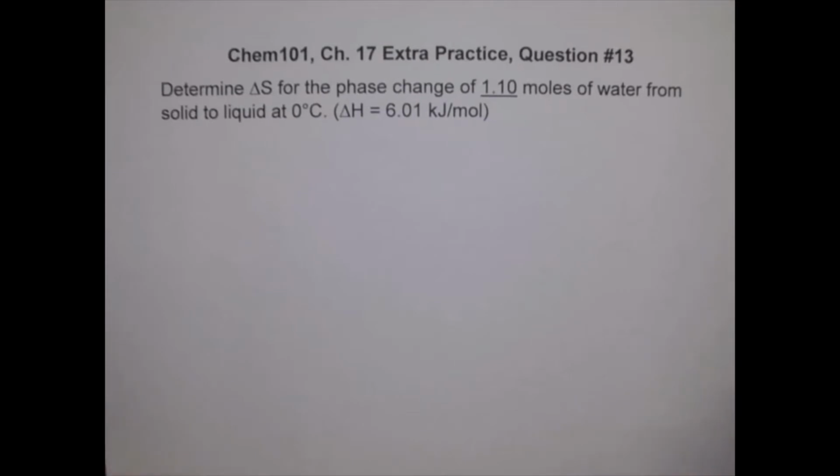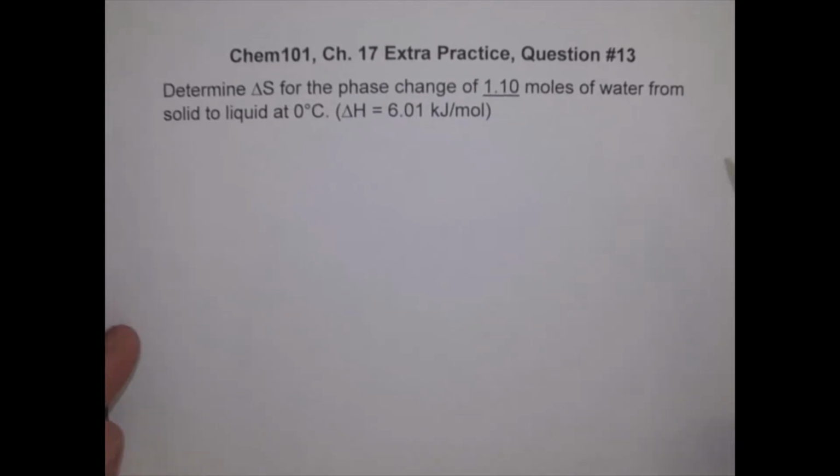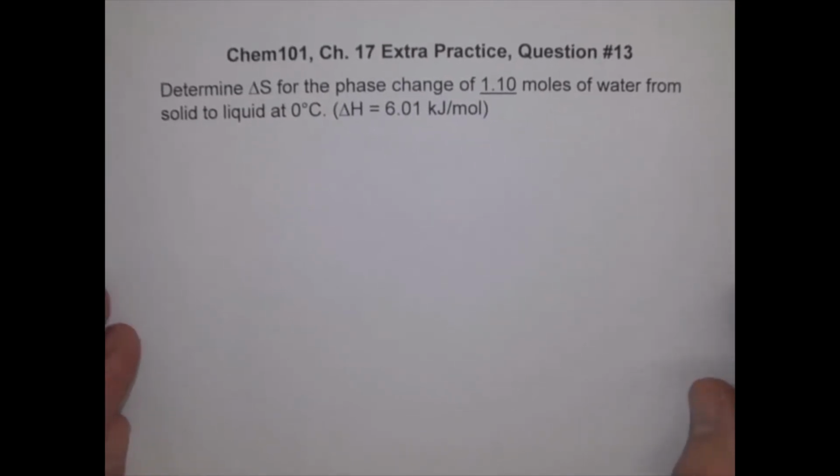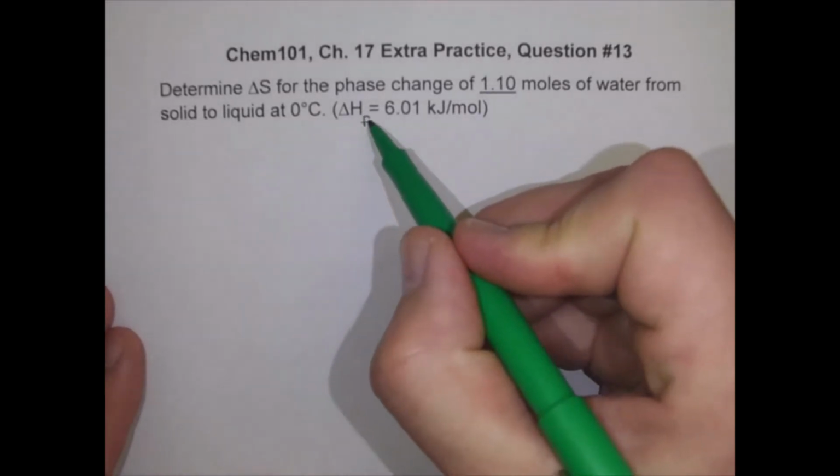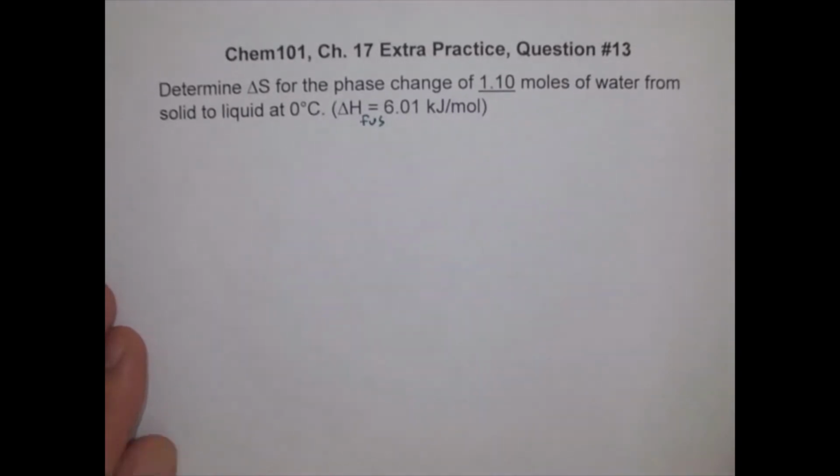So in this question, we're told to determine the delta S, the change in entropy, for the phase change of 1.1 moles of water from solid to liquid at 0 degrees Celsius. And we're given the delta H of fusion for water, which is 6.01 kilojoules per mole.